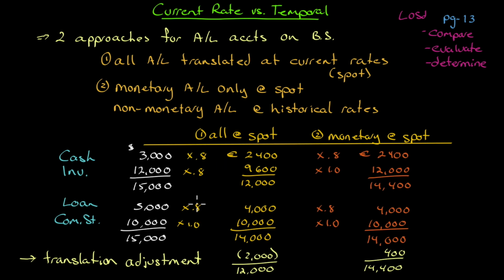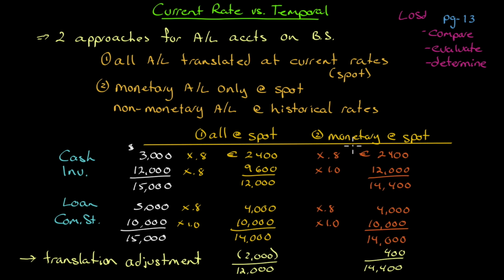So we just multiply them all by whatever the current rate is, 0.8. So we'll have total assets of $12,000, but liabilities and equity are now $14,000. So to make it balance, we have to reduce the $14,000 by $2,000. We have something called a translation adjustment of $2,000. So we have the translation adjustment, now it balances, 12 and 12.